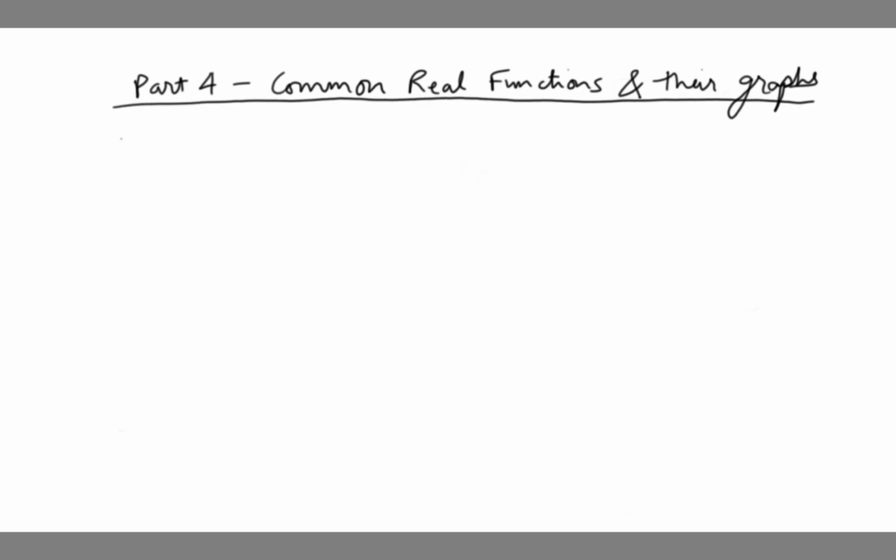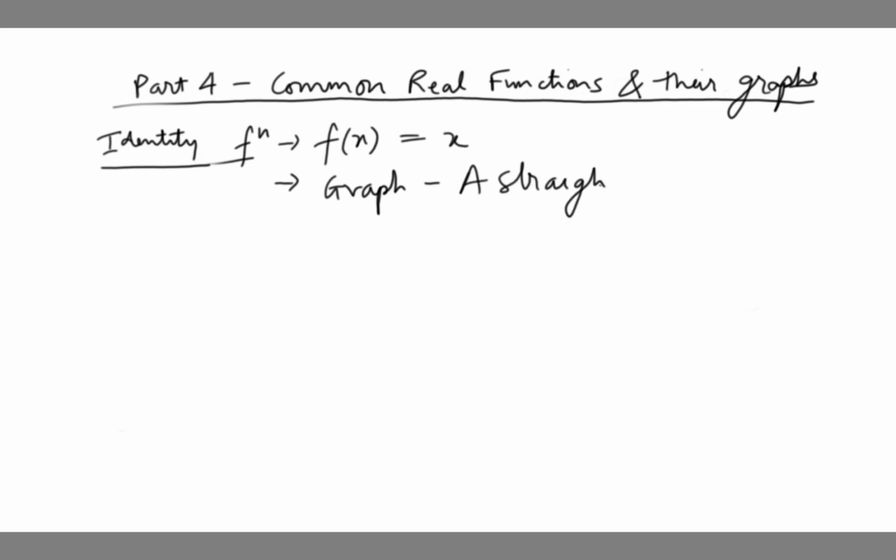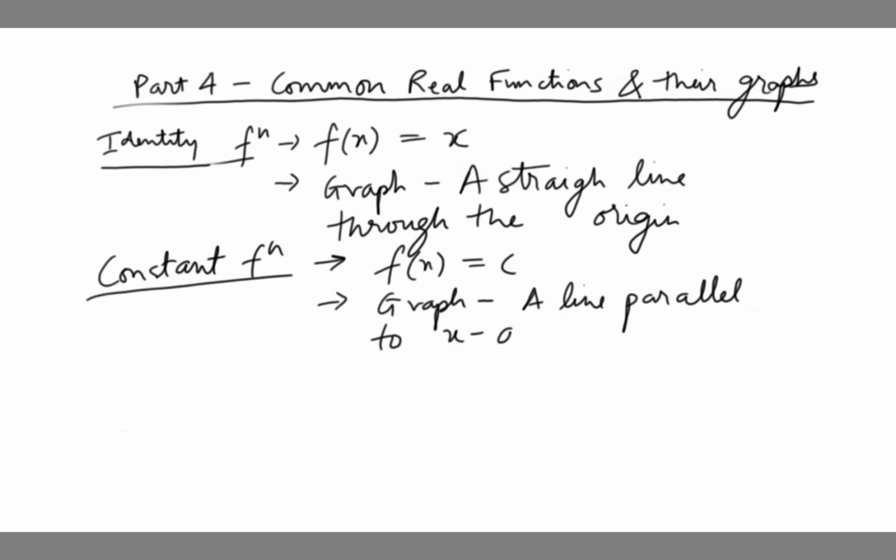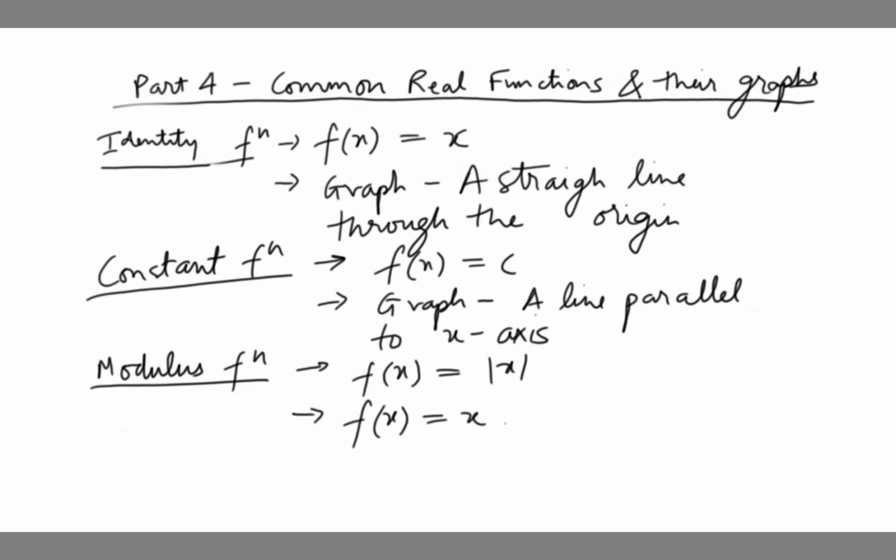Next, the common real functions and their graphs. For example, there can be the identity function, which is like a mirror. The output is exactly the input. The constant function always gives the same result no matter the input, creating a horizontal line. Then there is the modulus function, which acts like an absolute value machine, turning every number positive and creating a V-shaped graph.